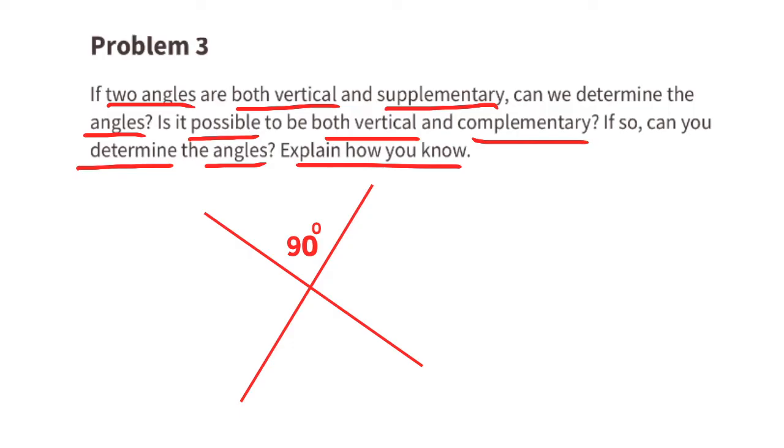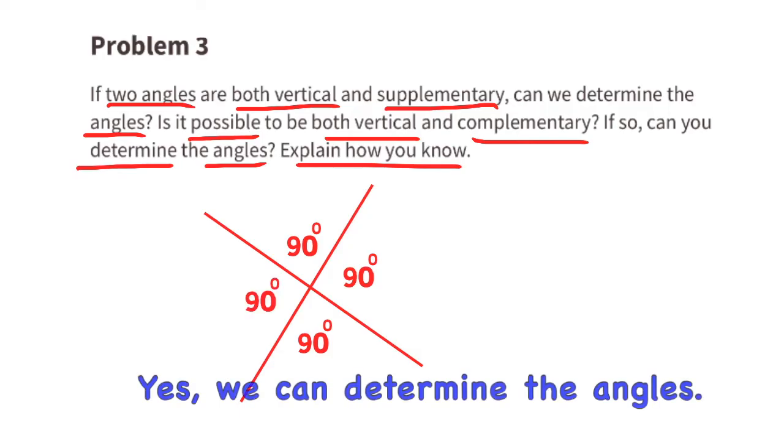If this angle is 90 degrees, then this angle would also be 90 degrees. Add the angles along the straight line and the sum is 180 degrees. So 90 degrees plus 90 degrees equals 180 degrees. So this angle would be 90 degrees. And if this angle is 90 degrees, then this angle would also be 90 degrees. The answer to the first question is yes, we can determine the angles.